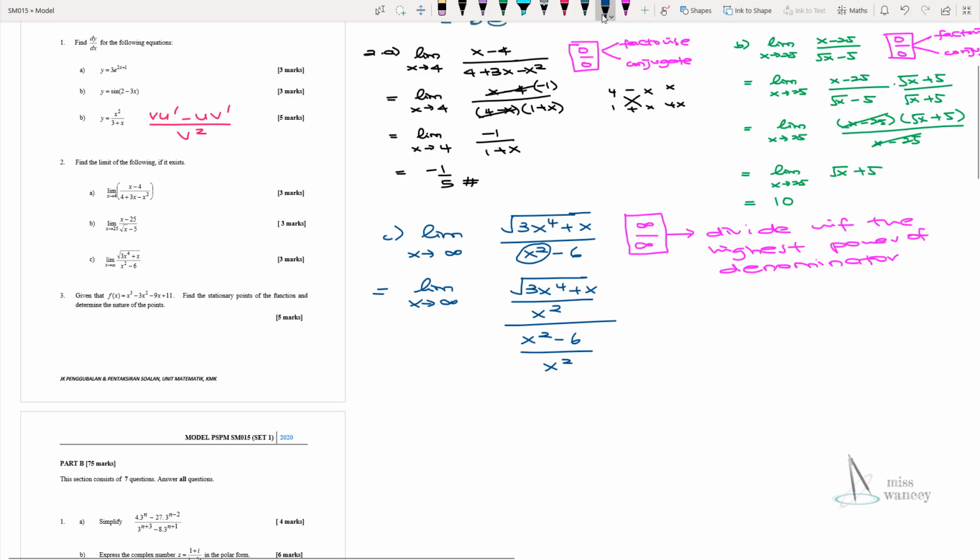Okay, so x squared can be the square root of x to the power of 4. So this is the limit as x approaches infinity of the square root of 3x to the power of 4 plus x over the square root of x to the power of 4, over x squared minus 6 over x squared. So now let me simplify both of them.